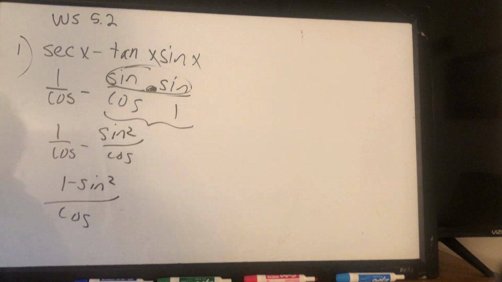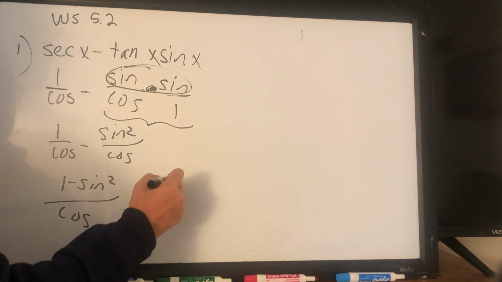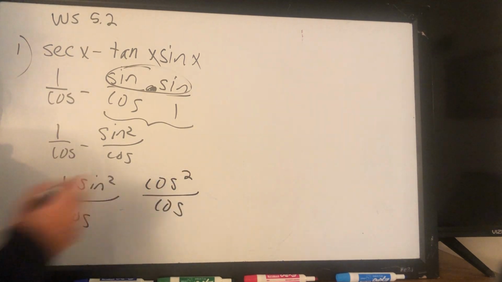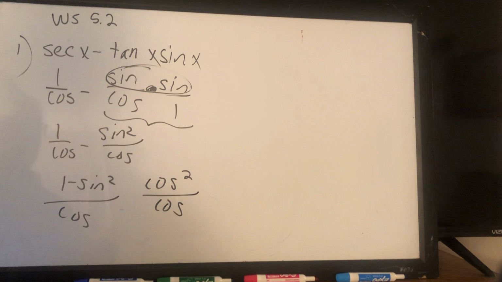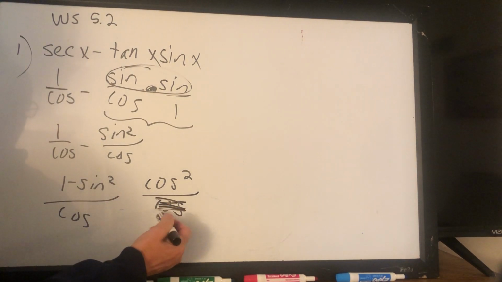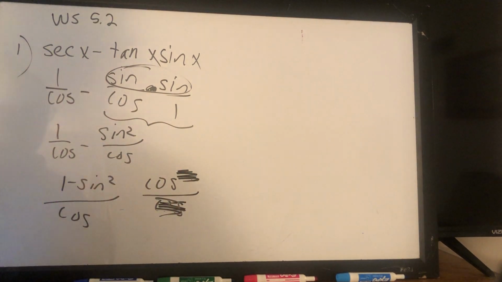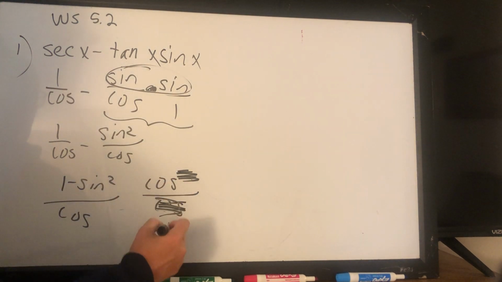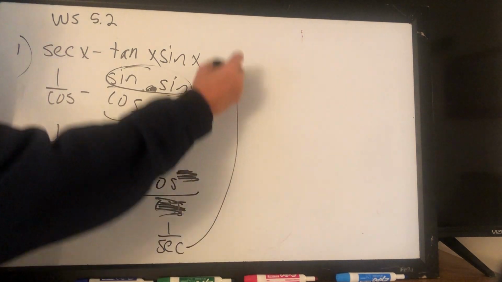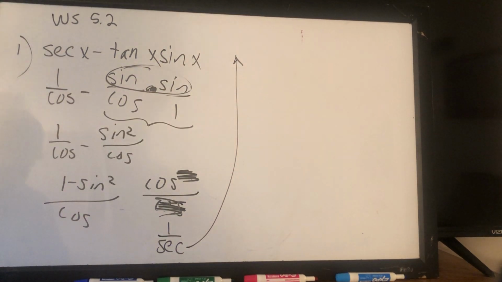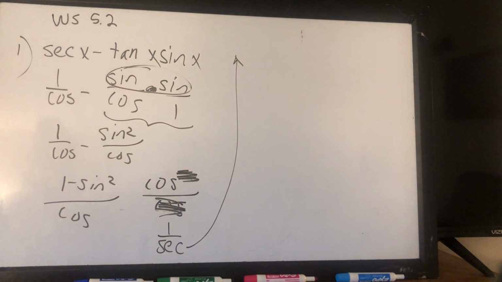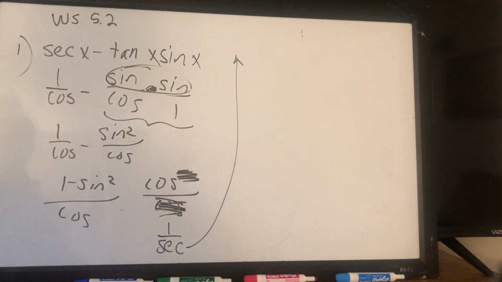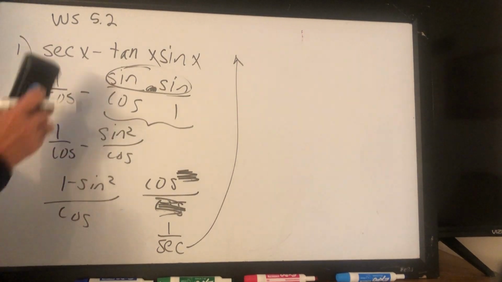What is 1 minus sine squared? 1 minus sine squared is cosine squared over cosine. We can cancel out a cosine, but we're proving and we're trying to get it to 1 over secant, and cosine is 1 over secant. Okay? So that is number 1. Number 2.